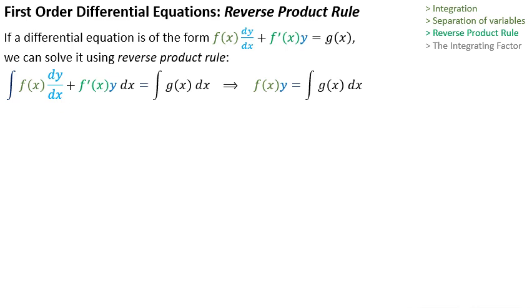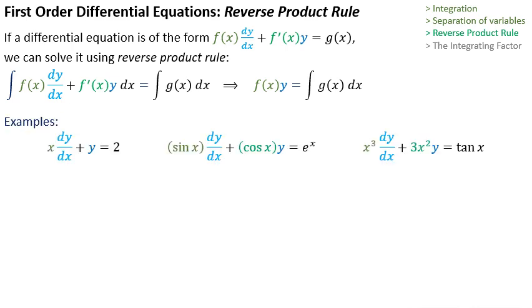So let's look now at the three examples we had on the previous slide and work through piece by piece to see how this approach solves those equations. These were the three that we had: x dy by dx plus y equals 2, etc. Each one already fits the format that we need. There's no need to do any rearranging. We can identify the f of x in each case.